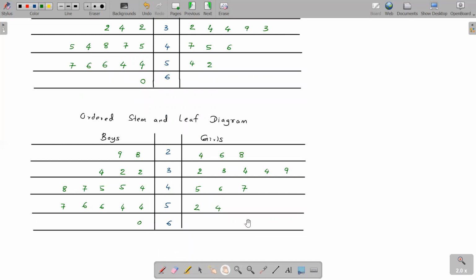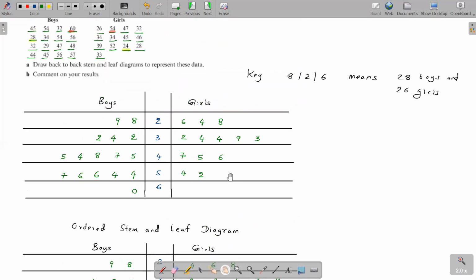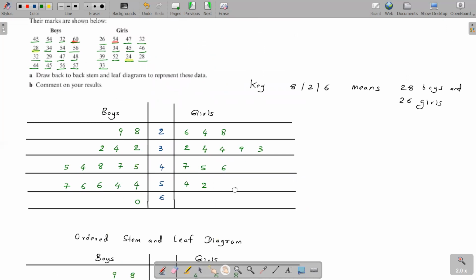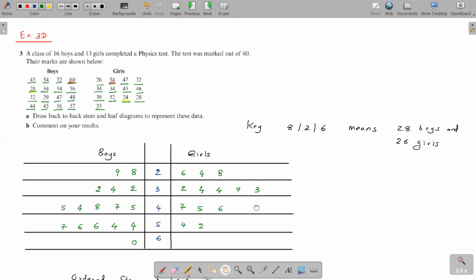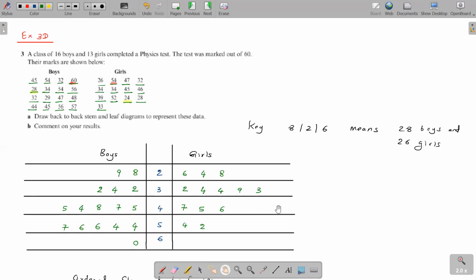Okay, so now let's go for the question. When we have drawn the back-to-back stem and leaf diagrams, they are asking you to comment on your results. What do you mean by commenting on the results? Now over here, they're not asking you to find any quartiles or percentiles. They're simply asking you to comment on the results. Basically, look at the shape of the stem and leaf diagram and maybe give a comment about the performance, because this stem and leaf diagram is drawn to compare the performance of girls and boys.